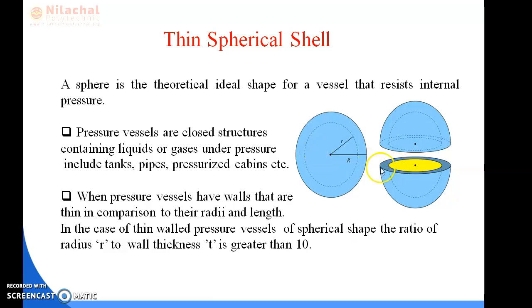As shown in the diagram, we are having a sphere that may be converted into two hemispheres. These two hemispheres, when attached together with each other, give us a sphere. For a thin spherical shell, the ratio of radius to thickness, where R is the radius and T is the thickness, R by T should be greater than 10.